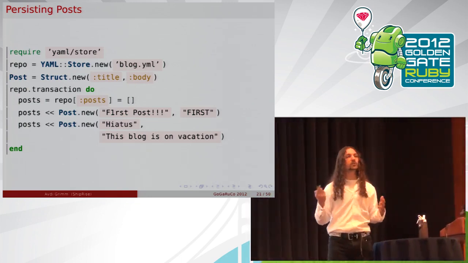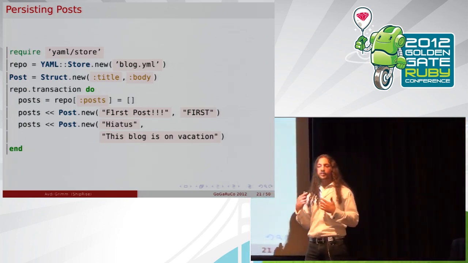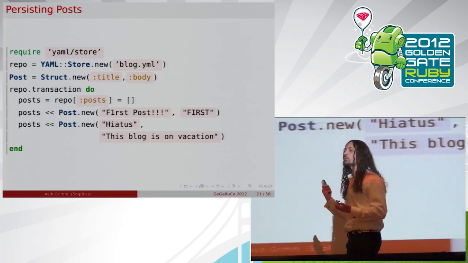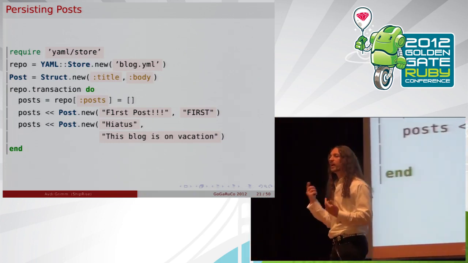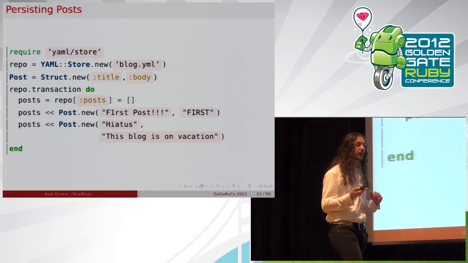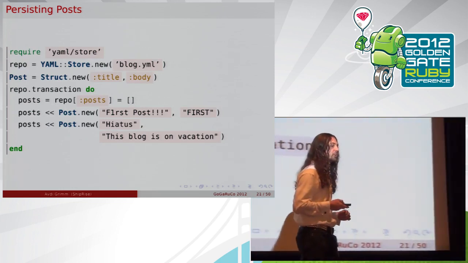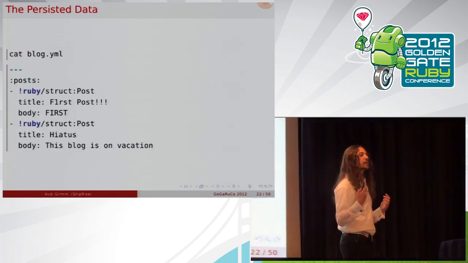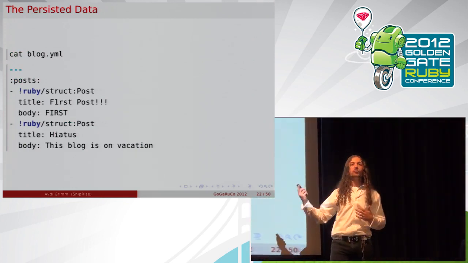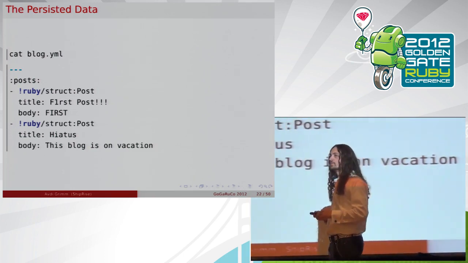And here's how you use it. You instantiate a repository. You give it a file name. Then you open up a transaction block. And inside that transaction block, you can use the repository basically like a hash. It has keys and values. What I'm doing here is I've got some post objects, because everything's a blog example in Ruby. I've got a post key, and I'm putting an array in there, and I'm appending some posts to this repository. When we look at the data that it puts in that blog.yml file, it's this really readable YAML, which very clearly reflects the structure of the objects that we put in there.